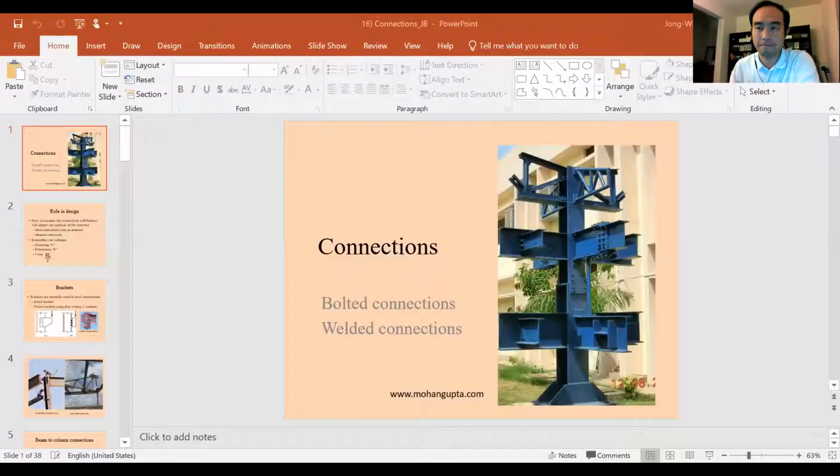And then chapter 14 is about welded connections. So I'm going to briefly explain about the welded connections in the separate video. And then we're going to move on to chapter 16, which is the last chapter of this class, about composite beams. Okay, so I'm going to share the slide. Here we go.